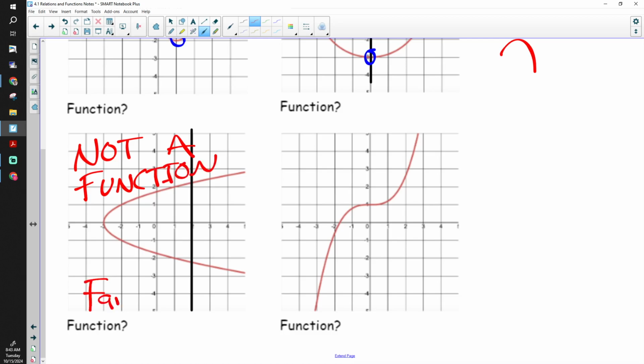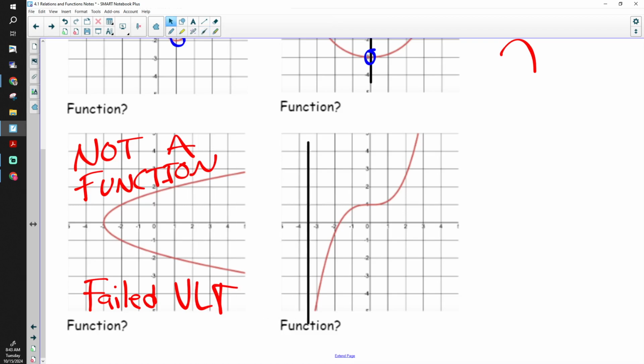Everybody getting the vertical line test? Pretty straightforward. Straight up and down. How about that second one? Is this a function? Yeah, this is a function. No matter where my line is, if I slowly drag it across, I'm only ever hitting my red line just one time. So this is a function.